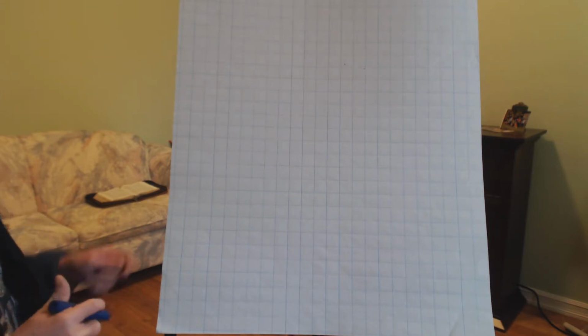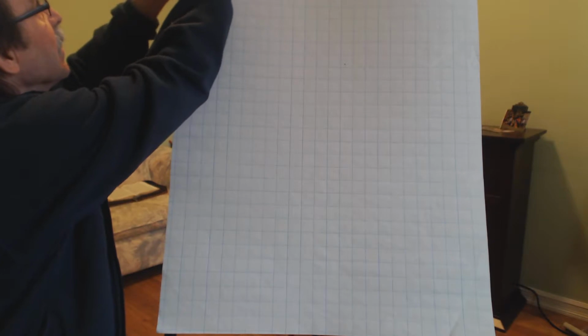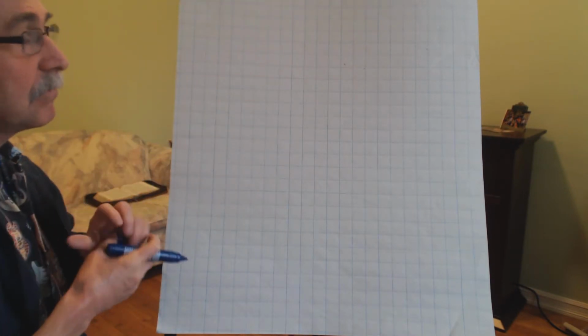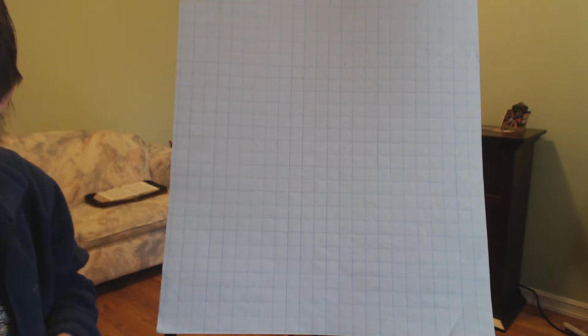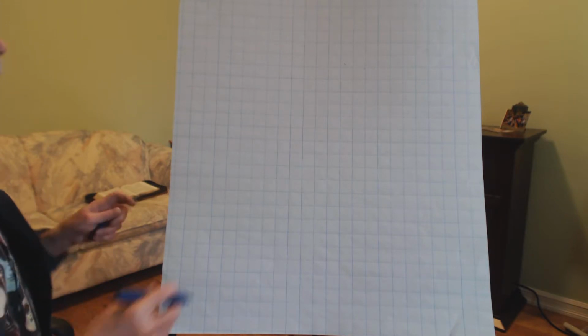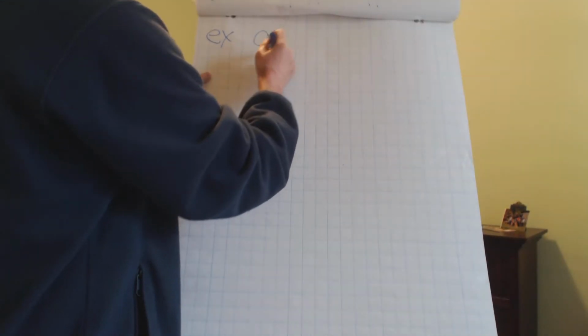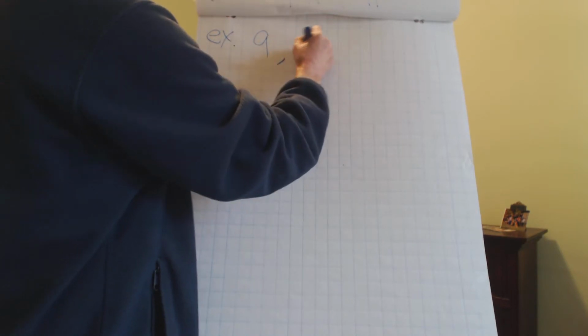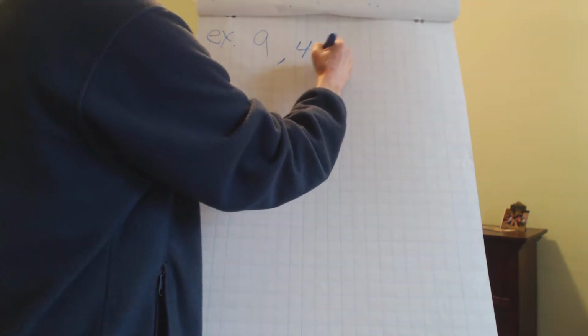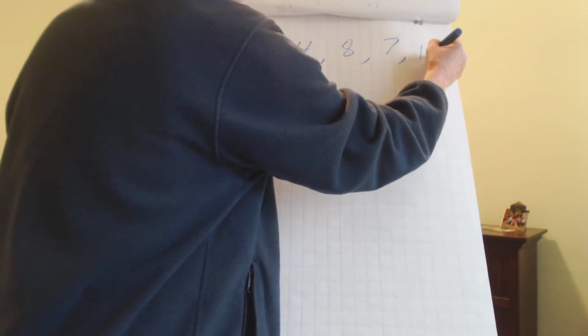Okay, so let me just give you a very simple example. The first example for the median. Now, I'm going to give you the numbers here. 9, 4, 7, 8, and 12. I'm just picking easy ones, as you can see. So I'll go back up here. 9, 4, 8, 7, and 12.